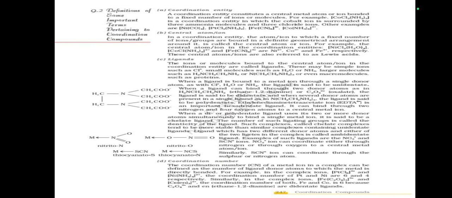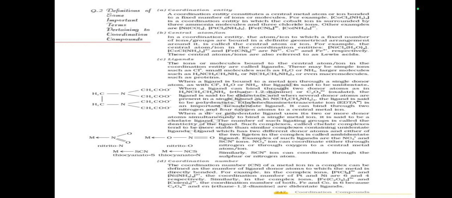A ligand which has two different donor atoms and, in the complex, uses only one of the two to bind, is called an ambidentate ligand. Examples of such ligands are the NO2⁻ and SCN⁻ ions. NO2⁻ ion can coordinate either through nitrogen or through oxygen to a central metal atom or ion. Similarly, SCN⁻ ion can coordinate through the sulfur or nitrogen atom.